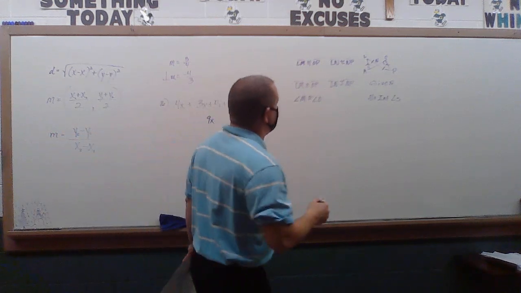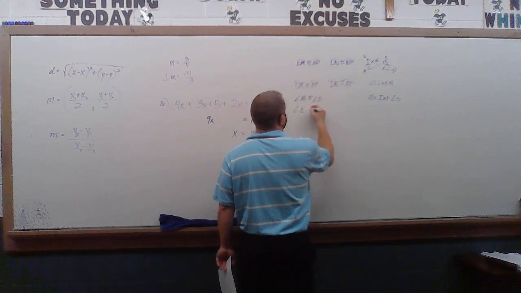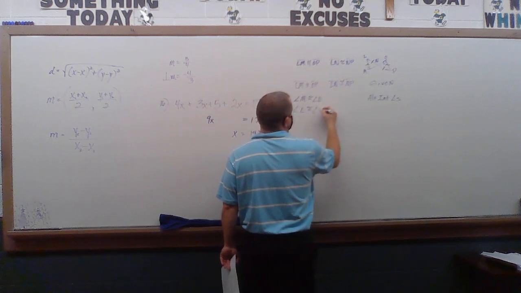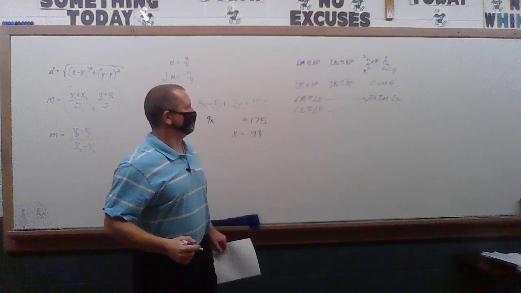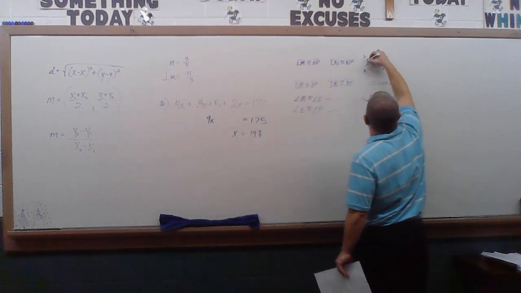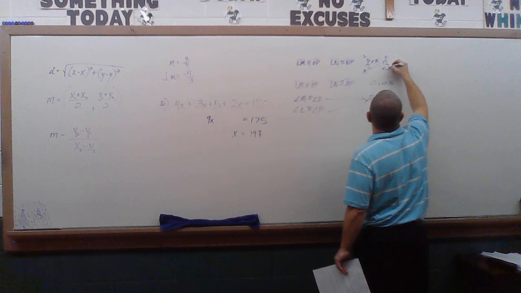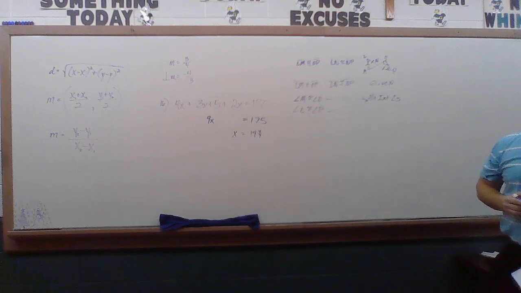What? L and P. So we could do it as this, right? Angle L is congruent to angle P. Again, by the same thing. So both of those are alternate interior angles. And then I would come up here and write those down. And now I would have what?